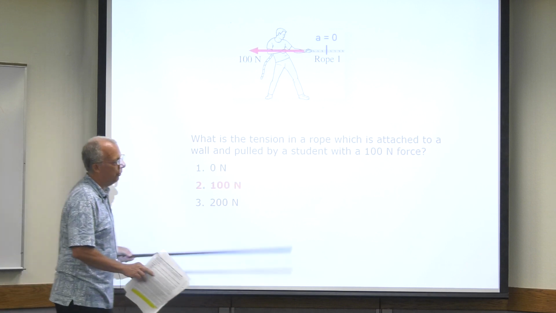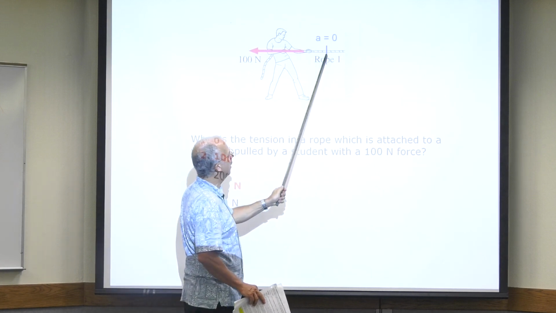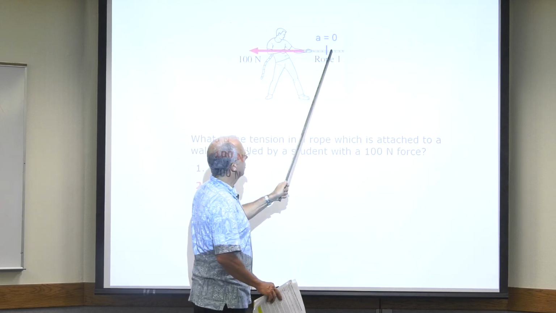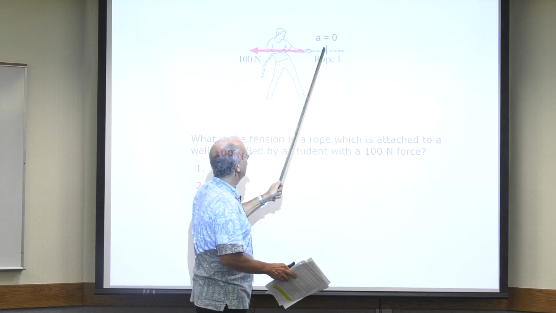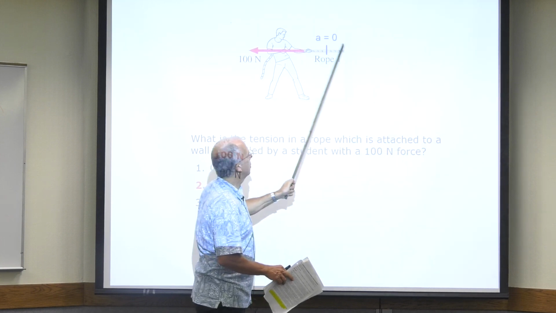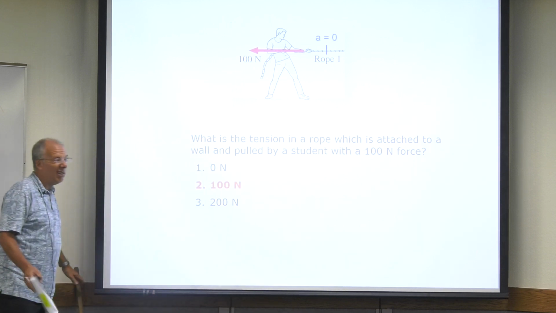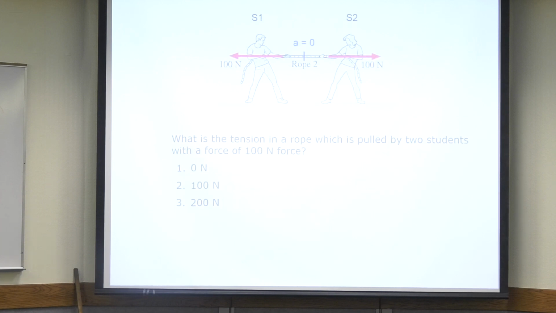Again, I think I would do it like this. Just consider this section of rope right here. The student's pulling on it with 100, and then there's 100 going that way. You can say the wall is pulling with 100 that way. So this section of rope doesn't accelerate. So the tension's 100, right? Tension's 100.